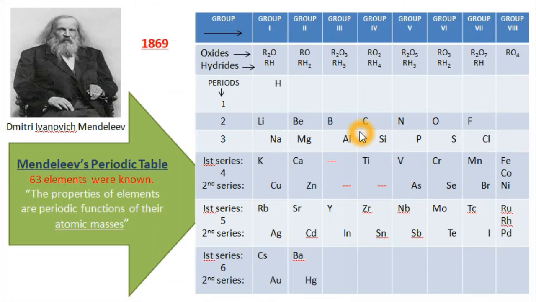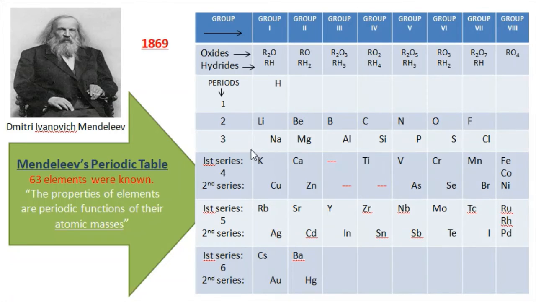Newlands told categorically that every eighth element has the same property as the respective first element, but Mendeleev didn't say that the eighth element or seventh element repeats this property. He said that properties will get repeated after regular intervals. So this is the difference here. And he arranged all the then known 63 elements in the order of increasing atomic masses in horizontal rows, and in such a way that the elements having similar properties came directly under one column, the same vertical column or group.